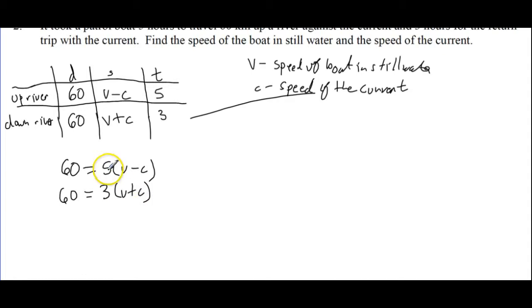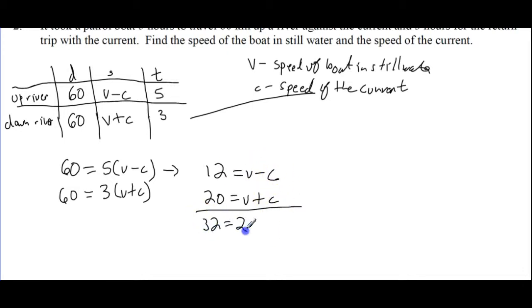Now, you could multiply this 5 out, but if you do that, we'll get 5V minus 5C, and then down here we'll get 3V plus 3C. Instead we could say, wait a sec, I can divide both sides by 5, giving me 12 is equal to V minus C, and here I get 20 is equal to V plus C. And that's an ideal elimination, right? Because now we're just going to add. So we get 32 is equal to 2V, and V is equal to 16.